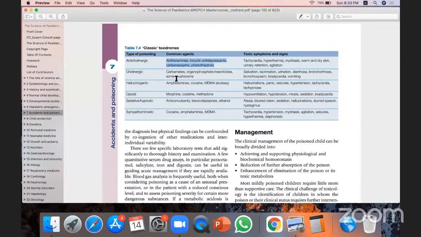And mushroom, this question came in the exam. Some mushrooms are poisonous and toxic. If you eat those mushrooms, there will be a cholinergic effect: everything is watery, salivation, lacrimation, urination, diarrhea, bronchorrhea, bradycardia, vomiting. So remember, anticholinergic is dry, cholinergic is wet. These are reverse. Now, opioids are morphine, codeine, pethidine, methadone. Their class is opioid, with the same mechanism of action: hypoventilation, hypotension. Except cocaine, which is not an opioid.